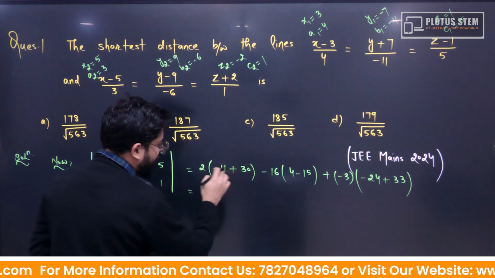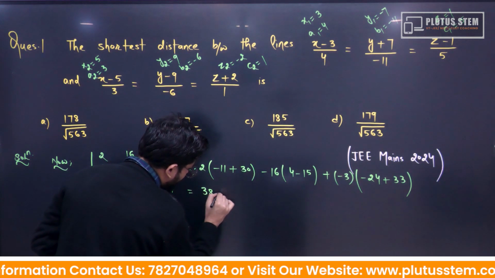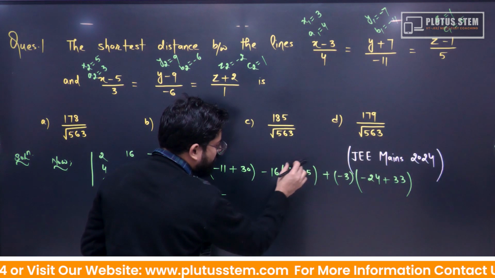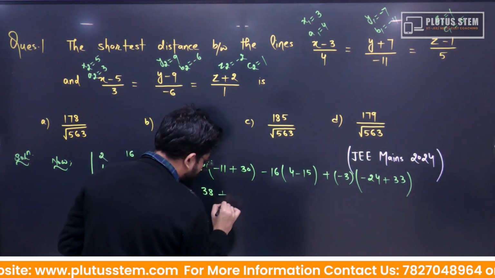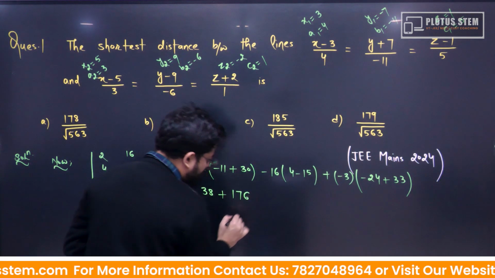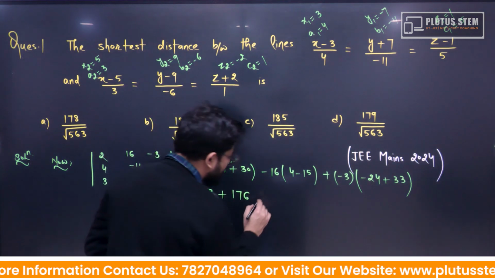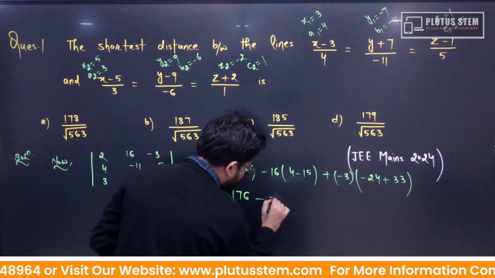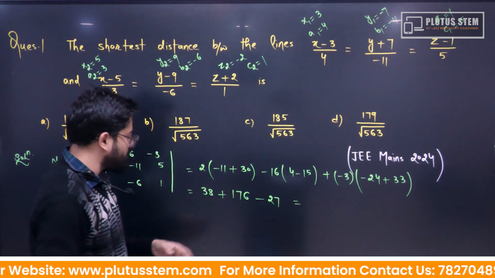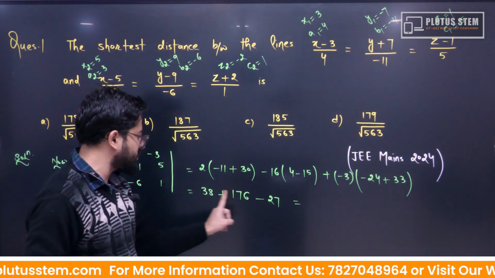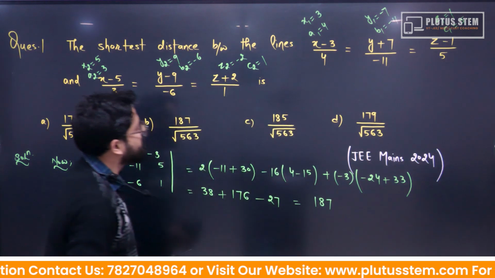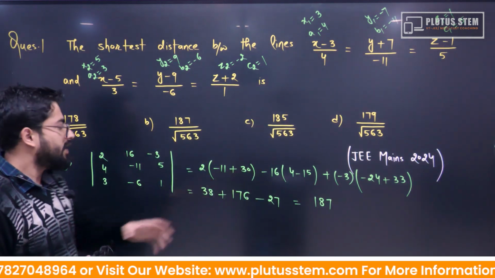This is 19 into 2, that's 38, plus minus 11 into minus 16, so the multiplication will be 176, since minus minus is plus. And this is minus 9 into 3, that's 27. So when you calculate it, this is 38 minus 27, that is 11, and 11 plus 176 is 187. Got it?